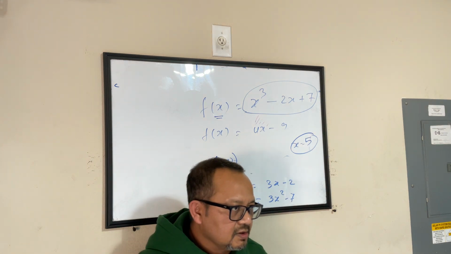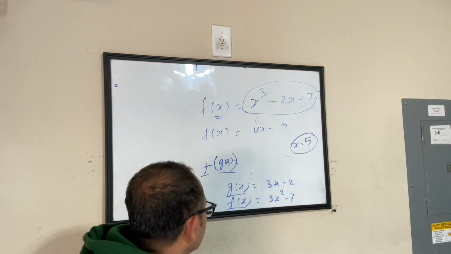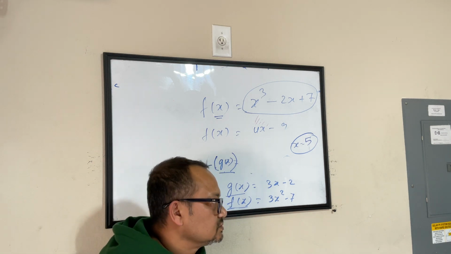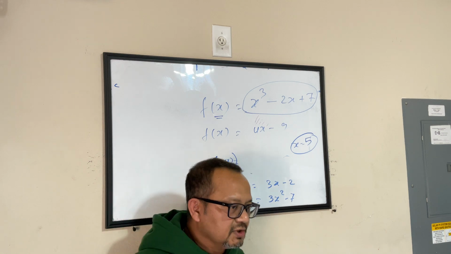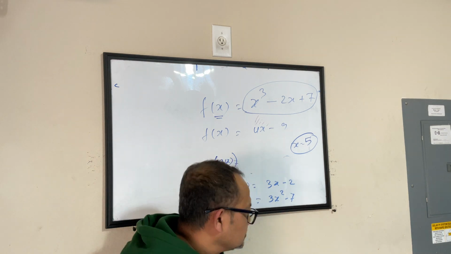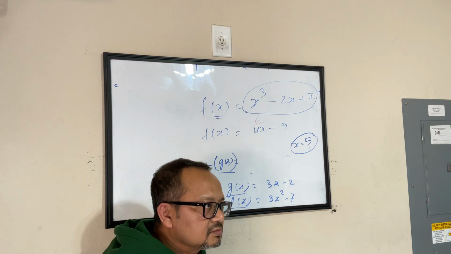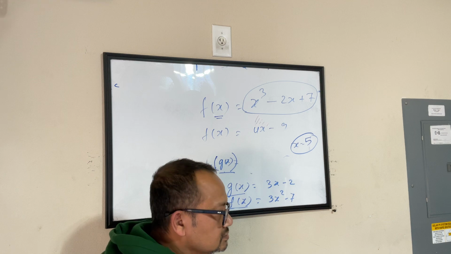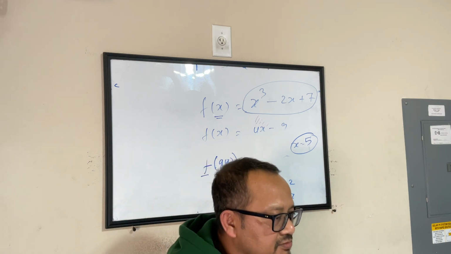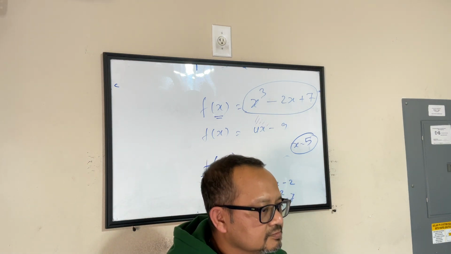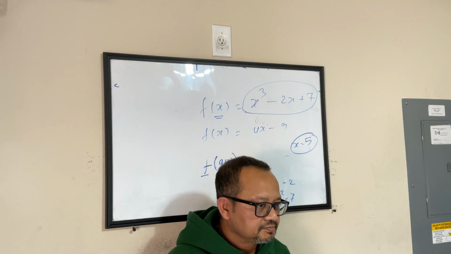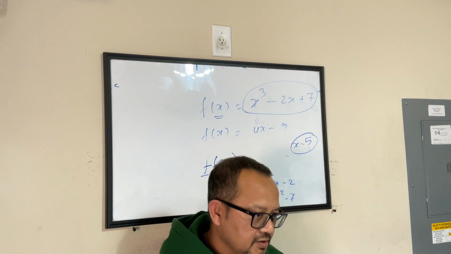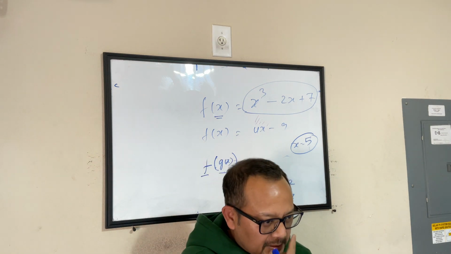So first, since it's in the parentheses, g of x, we put 5 in x. So 5 times 3 is 15. 15 minus 2, which is 13. Then you do 13 squared, times 3. Oh wait, I did it wrong. Which is 147, and minus 7 is 140. Okay. So that's how I got the answer.